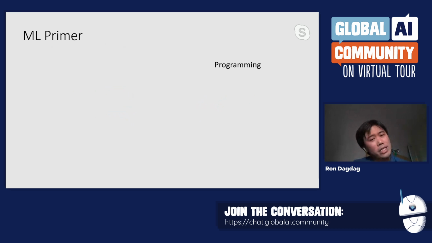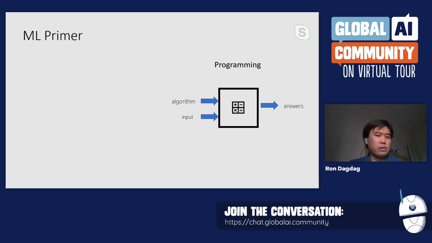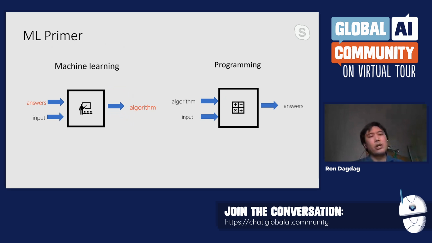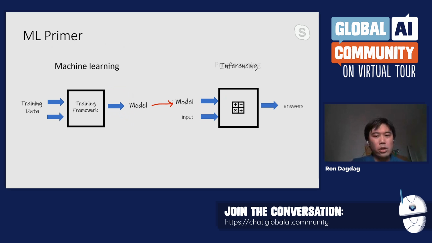The programming is on the right side, where we specify the input and algorithm and do some calculations to get the answers. In machine learning, we would have input and answers, and you're training the computer to learn an algorithm for you. In the machine learning world, that's what we call training data. In order to do the training, we need a training framework to teach the computer, and what it spits out is the model that you would use in your program, and then it would close the loop.